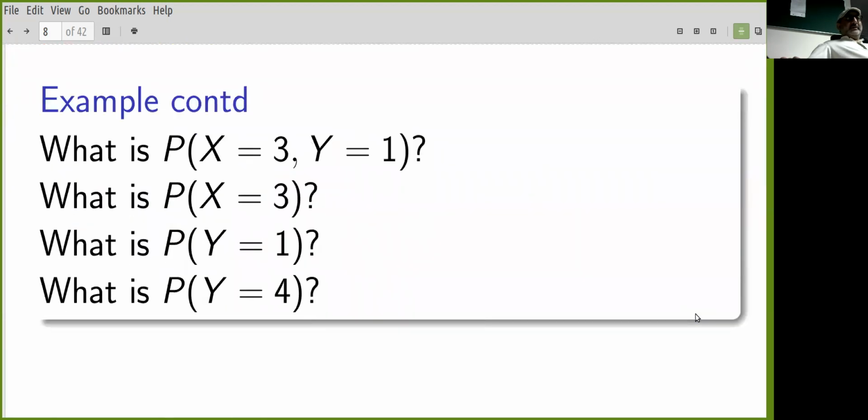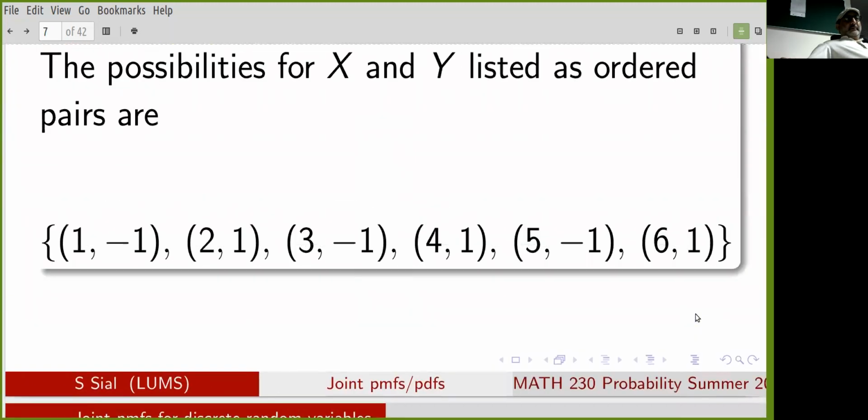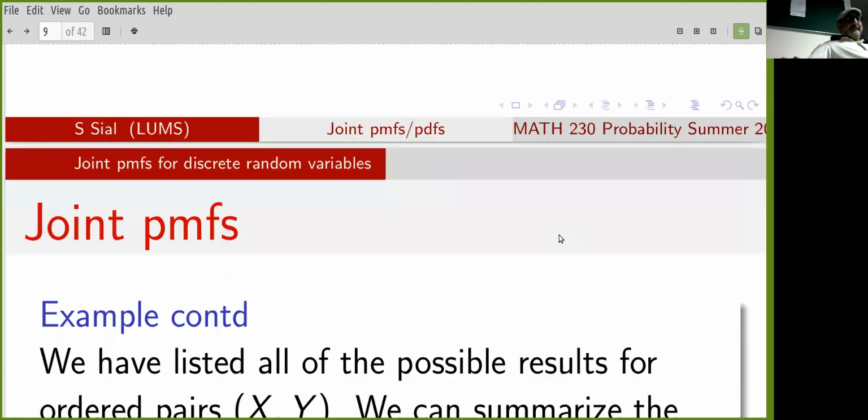Okay. What's the probability that x equals 3 and y equals 1 at the same time? Well, that's 0. That's not one of the allowed possible results in the sample space. What's the probability that x is equal to 3? 1/6. What's the probability that y is equal to 1? Well, half the equally likely rolls result in that. So 1/2. What's the probability that y is equal to 4? Well, y is not allowed to be 4, so the probability is 0. Right?